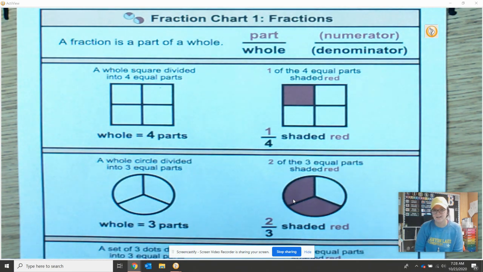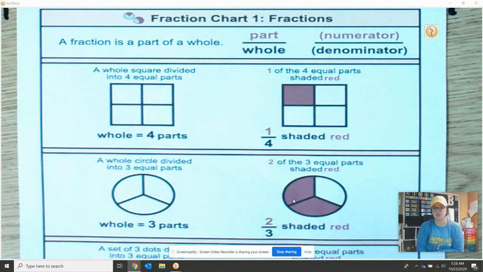Hi friends! In this video we are going to learn about fractions. This video goes with your lesson 20. There are two activities in lesson 20. This goes with the first activity, so in the first week of work, okay?